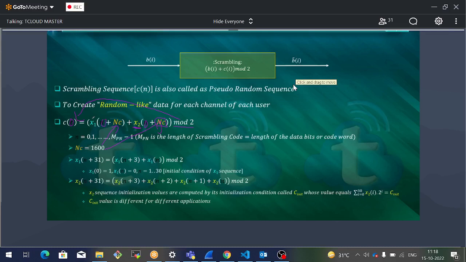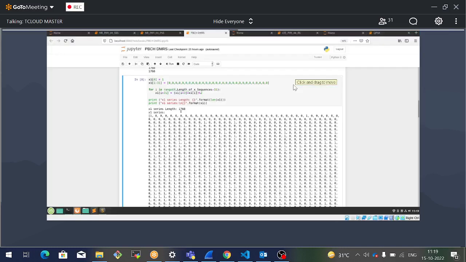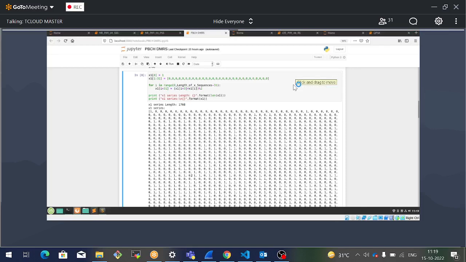But because we use that Nc there, we require the x1 sequence, Nc plus the number of bits that we want to compute. Because we want to compute a scrambling sequence of size 168, we need the x1 sequence from 0 to 1768. Same way, x2 from 0 to 1768. We need these sequences up to that size. That's why we did that calculation here. The length is that many elements, we found out.